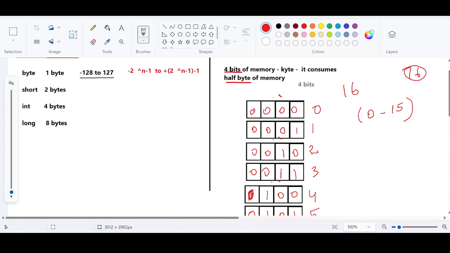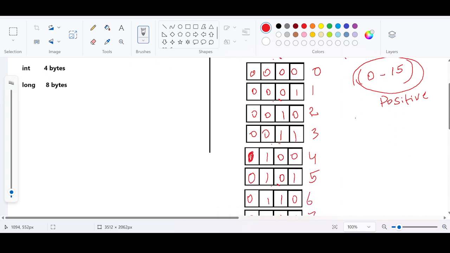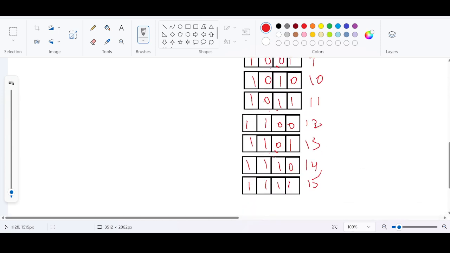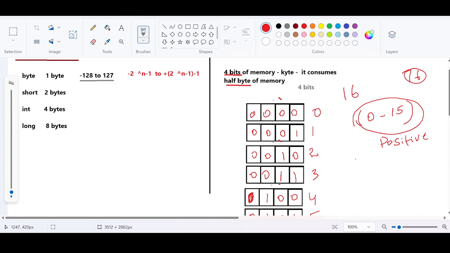But there is a problem here. We are able to store only the positive numbers, but I want to make a way to store the negative numbers as well. If you look at this, 0 to 15, I am able to fill all the spaces, but everything is a positive number. I also want to store negative numbers. What is the possibility?